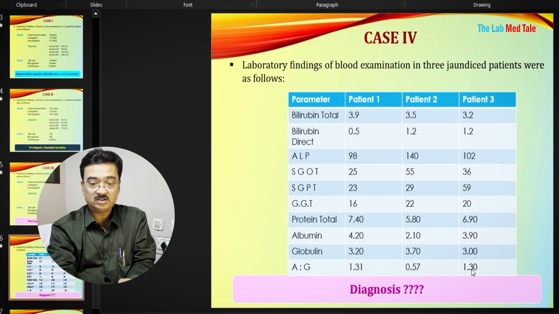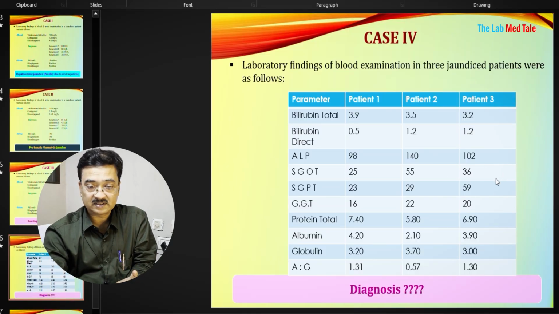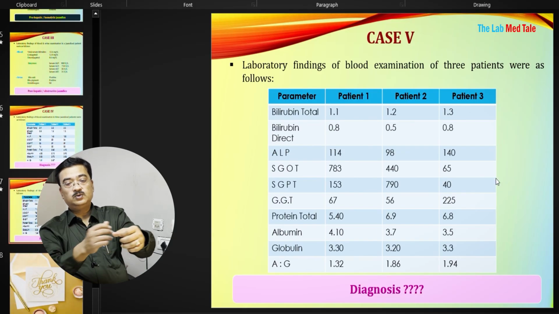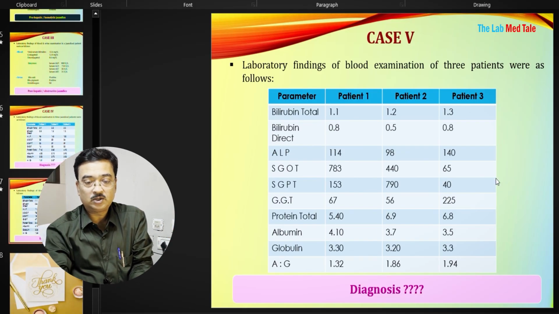This one is a hemolytic jaundice. This one is the chronic hepatic disease or chronic hepatitis. This one goes more in favor of acute hepatitis right from the beginning phase. Now you see case 5, a very, very interesting one. You see total bilirubin in patient 1, patient 2, patient 3, all more or less similar. So how do you differentiate these things?